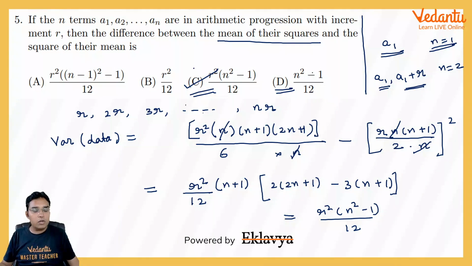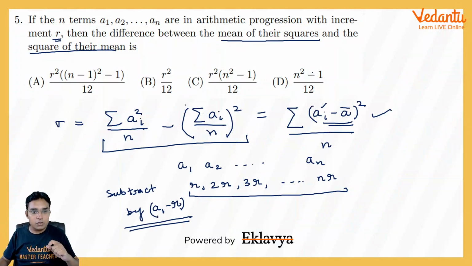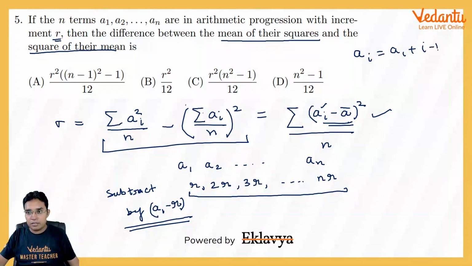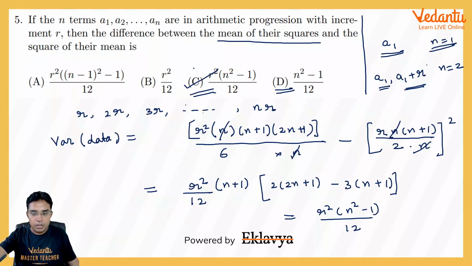So this is how it could have been done, although whoever made this question would have thought of this property of variance while making it. So this was not an easy question, I will say, because if you start by writing that my AI would be A1 plus I minus 1 into R, and then doing the square and taking the sigma, it will become a huge question. Okay, so I think you are getting what I'm trying to say.